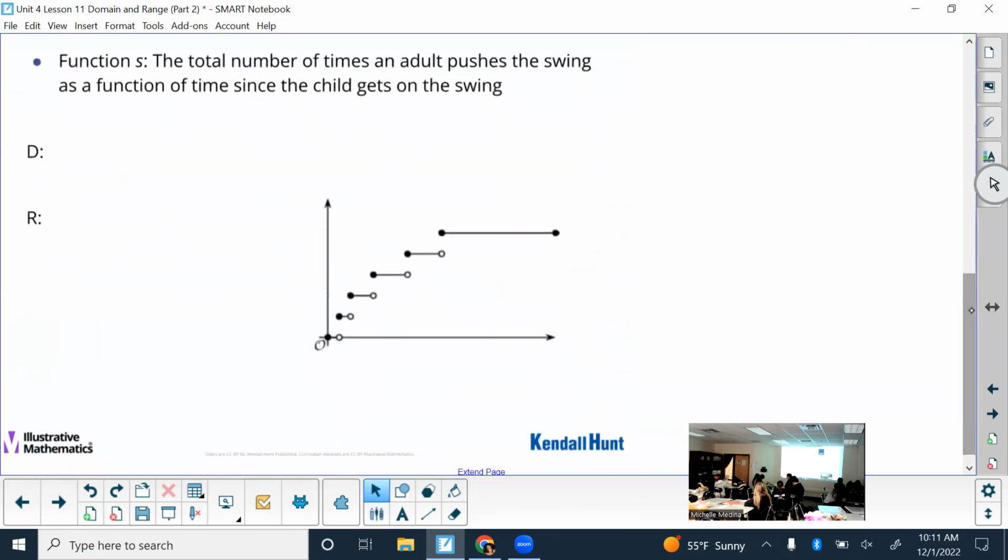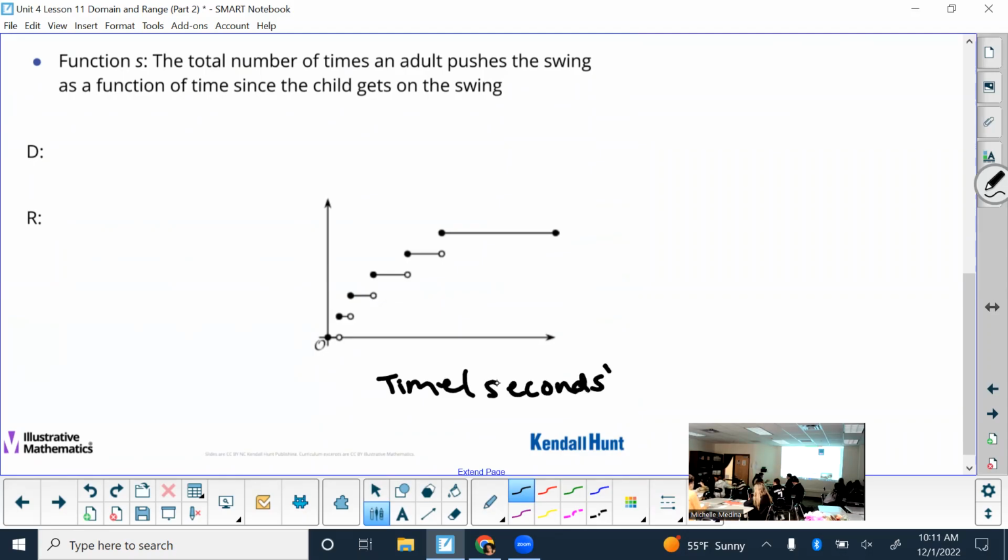Table 2, what goes on the x-axis? In seconds, good. Where does my x-axis start? And end at 30. Good. Table 3, what will go on the y-axis for this?